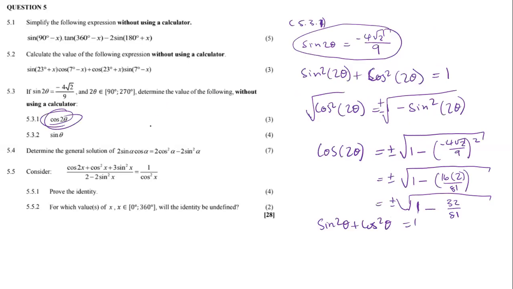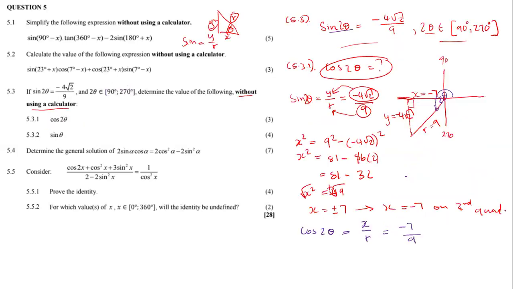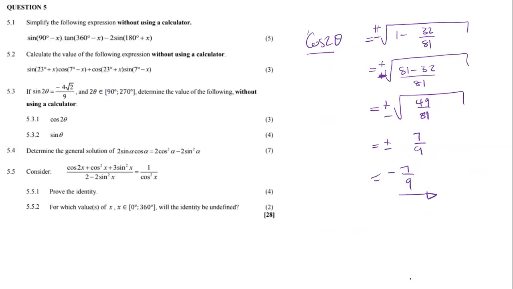Recall that we will be on the third quadrant, right? Because they say to us, 2 theta is supposed to be between 90 and 270. So in this case, that means our x will be negative. So obviously, this will be x. Then we're going to take the negative, negative 7 over 9. And therefore, this will be the final answer, just like how we got it over here. And you can also use your identities to get your final answer. It's up to you how you want to approach this question.